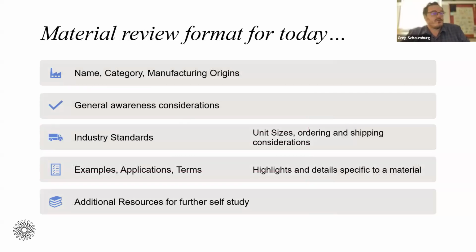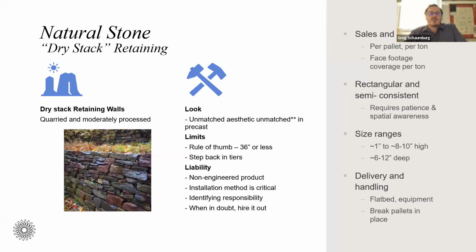Our material review format should be pretty common and recognizable for everybody at this point. We'll go through the name and category and manufacturing origins of them, because that has a lot to do with what the material ends up looking like and performing as. We'll talk about some general awareness considerations for each. Then some of our industry standards as usual. We'll jump through a little bit of the terms and then have some additional resources for it too. So with that, we'll jump into the natural stone and the dry stack retaining walls.